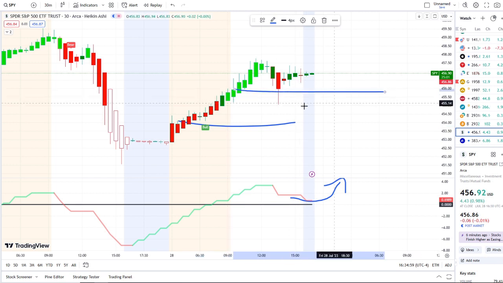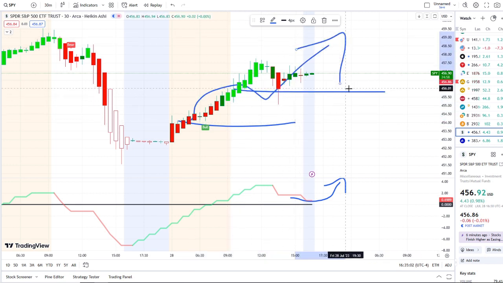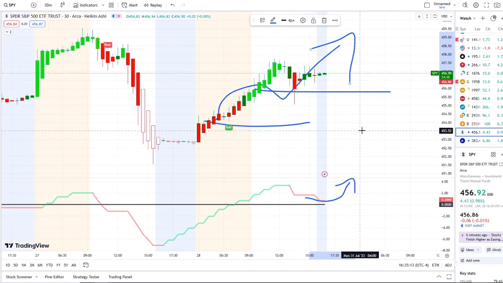Continue the strength of this bull indicator and the staircase effect to the upside. The first resistance is 458. Then above that comes the 460 area. And then the next level I'll be watching above that is the 462 area. So these are the key levels I'll be watching to the upside and to the downside.